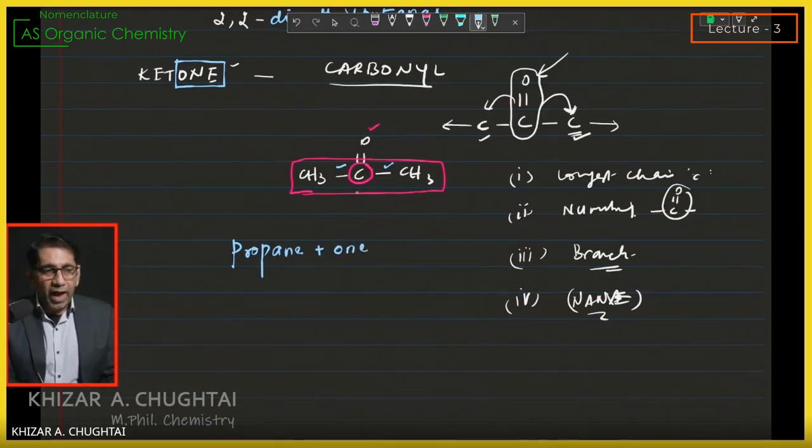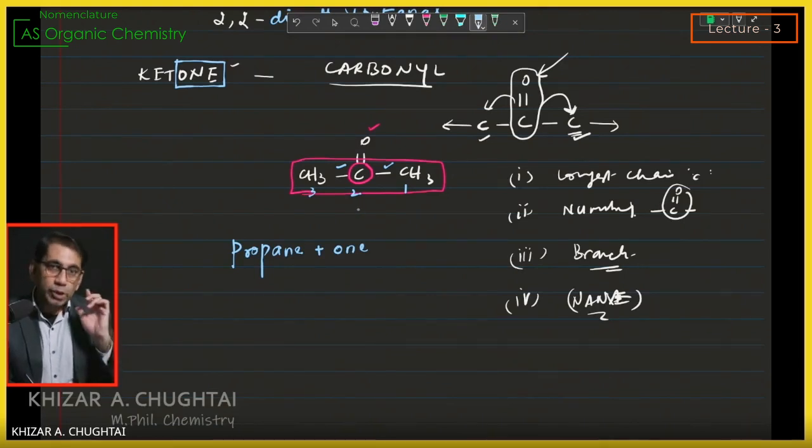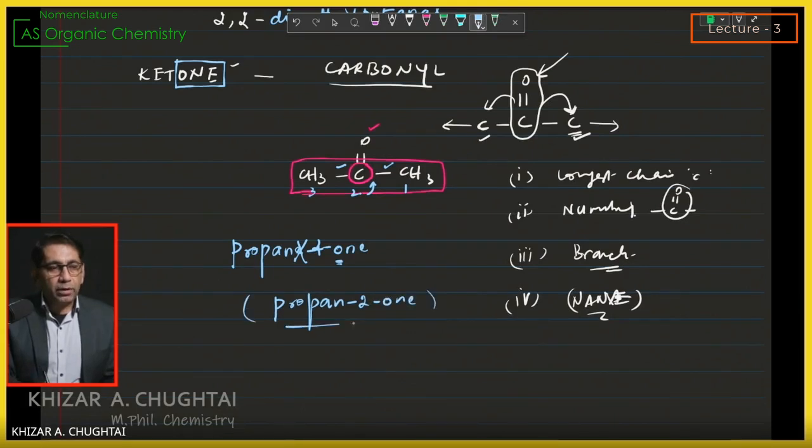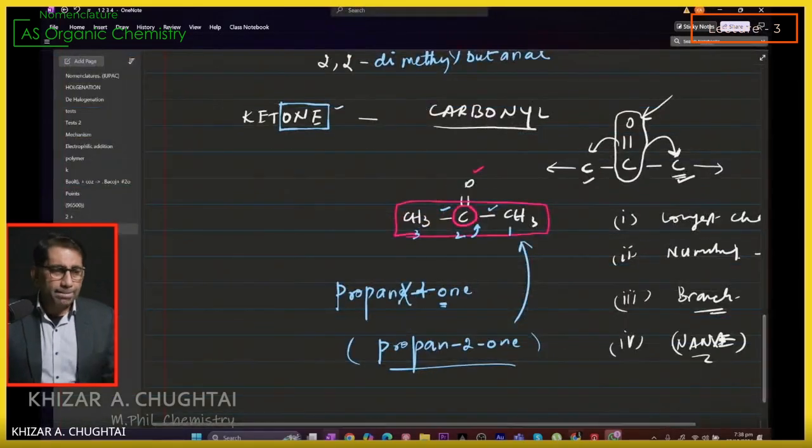But this time you will have to write its number as well. Carbon number one, carbon number two, carbon number three. So once again, numbering is important. In this case, you have to write the position of the functional group. What is the number of this C double bond O? That is 2. So 2-one. Again, O is a vowel, so I will have to erase this E. So finally, the name will be propan-2-one. Propan-2-one is the name of this ketone. Got it?